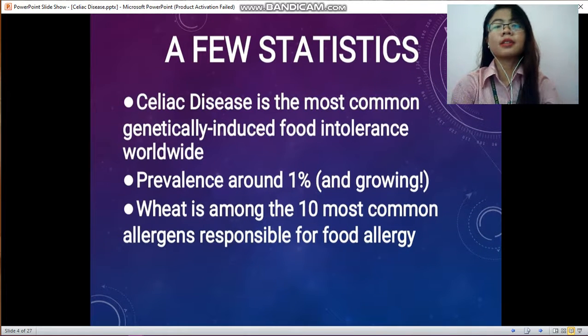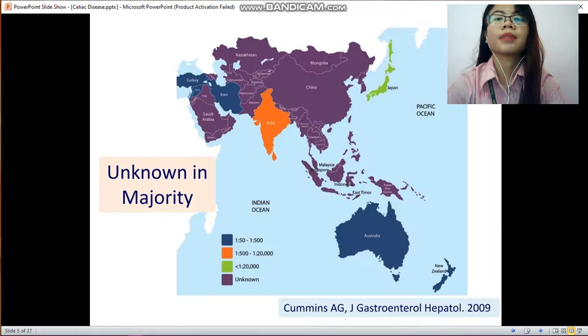A few statistics. Celiac disease is the most common genetically induced food intolerance worldwide. The prevalence is around 1% and growing. Wheat is among the 10 most common allergens responsible for food allergy. Here you can see on the map the countries with the prevalence of celiac disease.